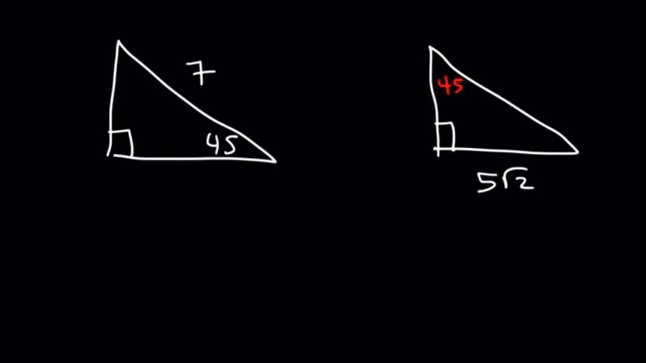Now in the next example, we know that these two sides are the same, so this is 5 root 2. To find the side across the 90, we got to multiply 5 root 2 by root 2. Root 2 times root 2 is the square root of 4, and the square root of 4 is 2, which is 5 times 2 is 10.